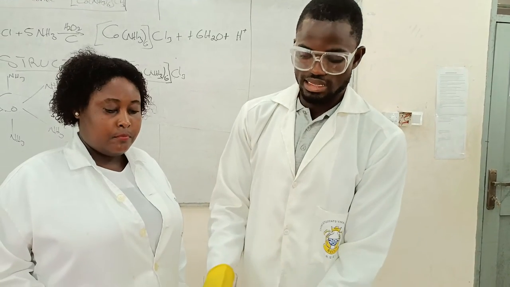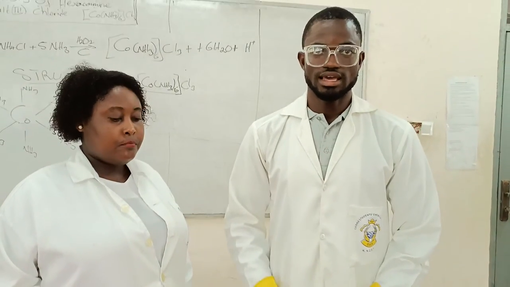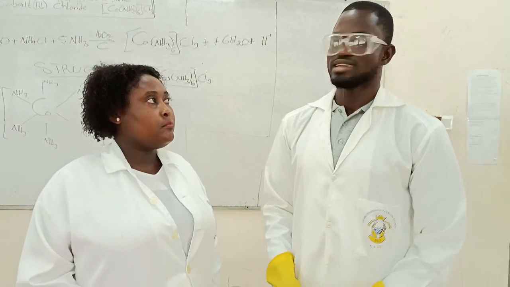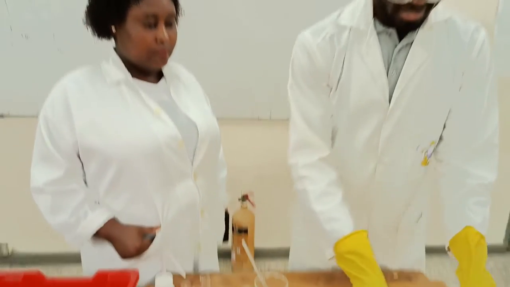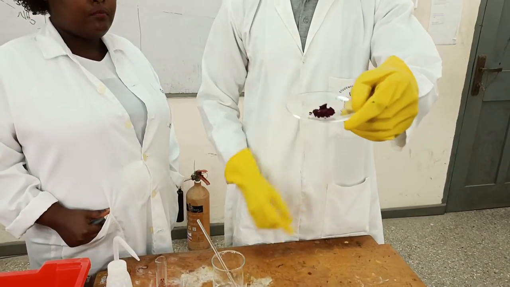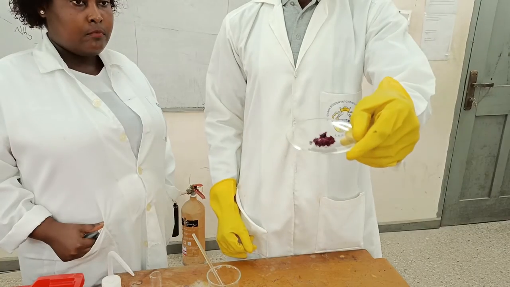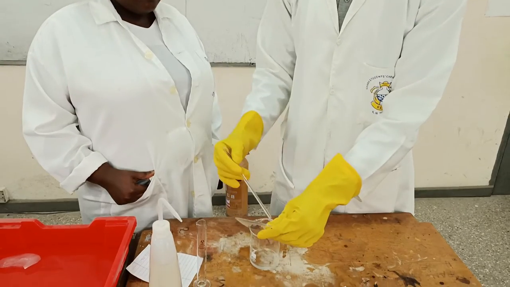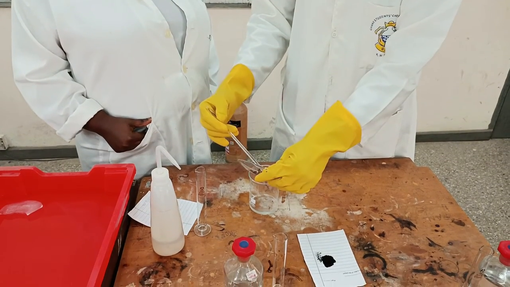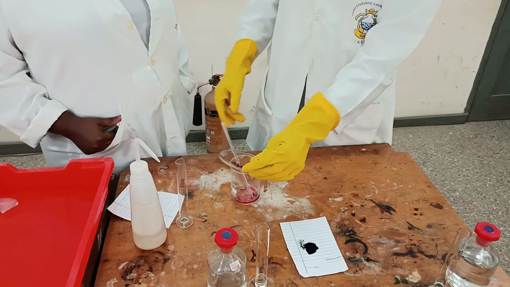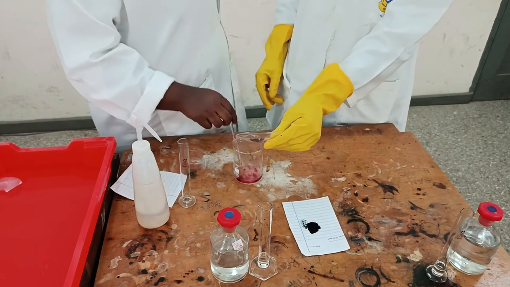Now we add our substrate as usual, and that is cobalt 2 chloride hexahydrate. This is our cobalt 2 chloride hexahydrate, and we measured about 2 grams of it. We made the ammonium chloride excess because we wanted to stabilize it. So you add it gradually. Oh, okay. Then you stir it. My lab technician will do that.